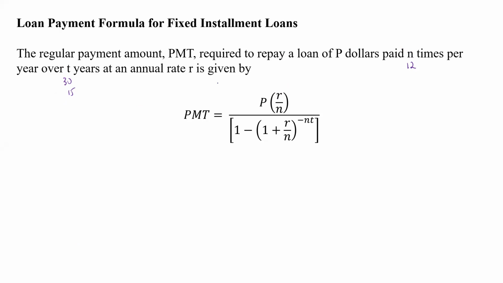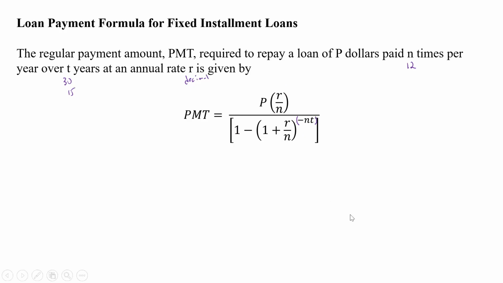And your rate, don't forget, we have to have that as a decimal. And so that's the key there. And so this is the formula. It's going to be P times R over N divided by the quantity 1 minus 1 plus R over N raised to the power of negative NT. Now, depending on your calculator, sometimes you'll need to put that NT in parentheses. Sometimes you won't, depending on which calculator you have.